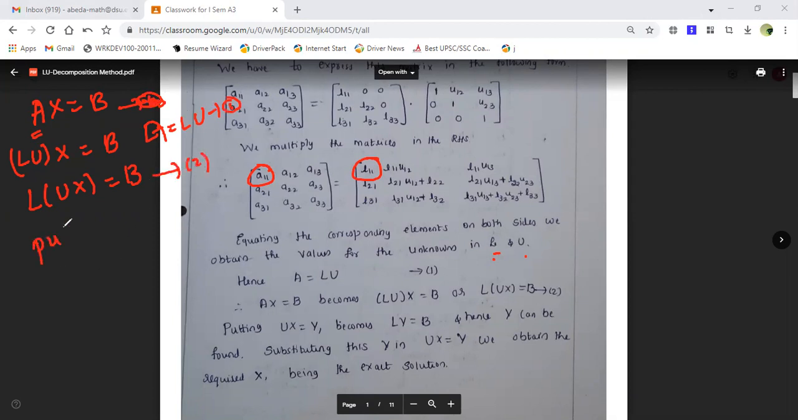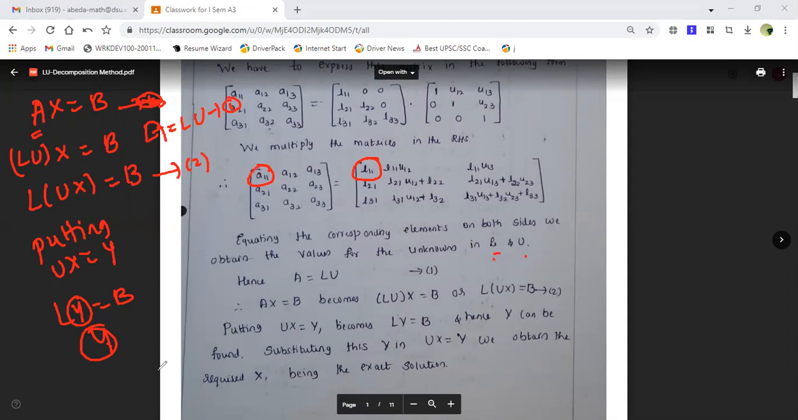Now I put Ux is equal to, say, y. Then this equation 2 becomes Ly is equal to b. From this you can calculate your y, because you know b and you know L, so y can be found from this equation. Then by putting y in the next equation, you can find out the next value.